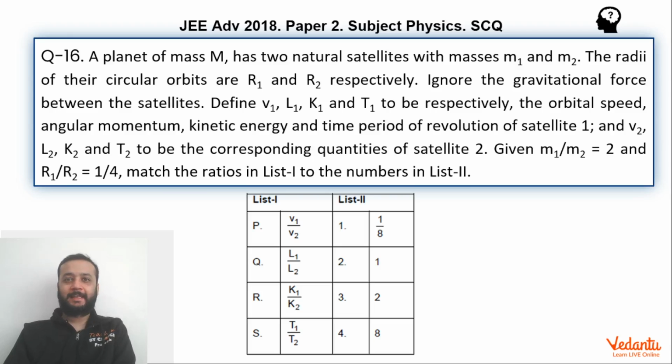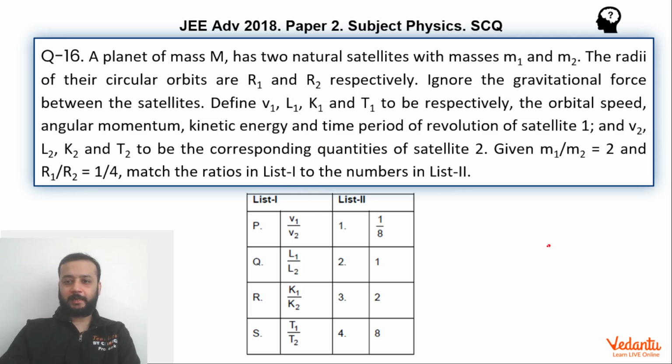Hi dear students, let's see this question that came in JEE Advanced Paper 2 Physics in the year 2018. The question is based on list type, like matrix match type, from the topic of gravitation. Question is fairly simple. Almost everybody would have done this within 2-3 minutes. So let's see what's happening over here.